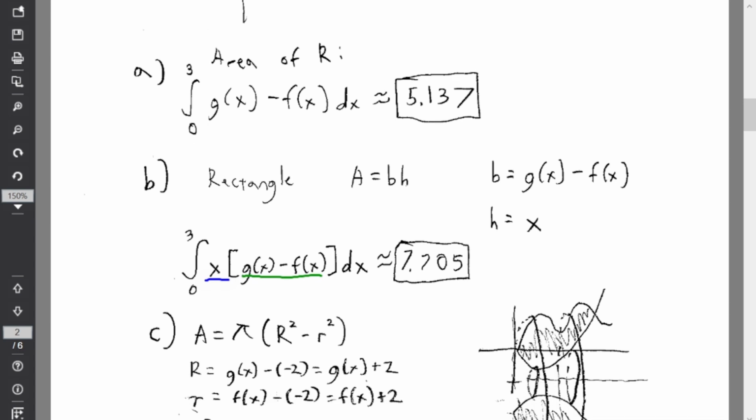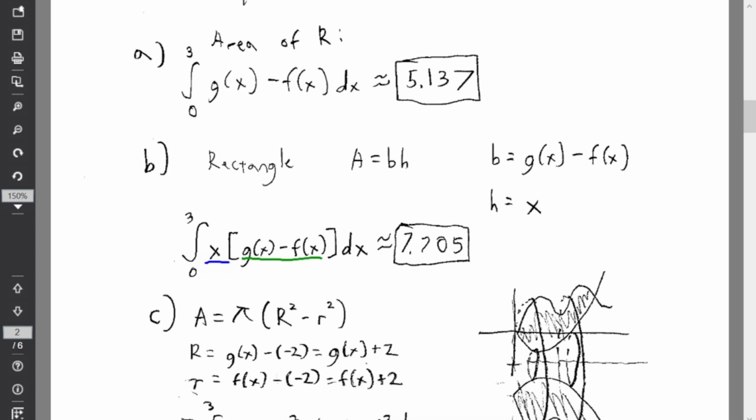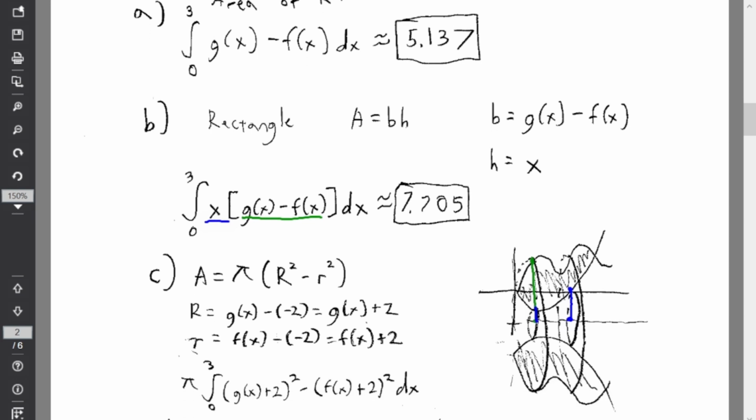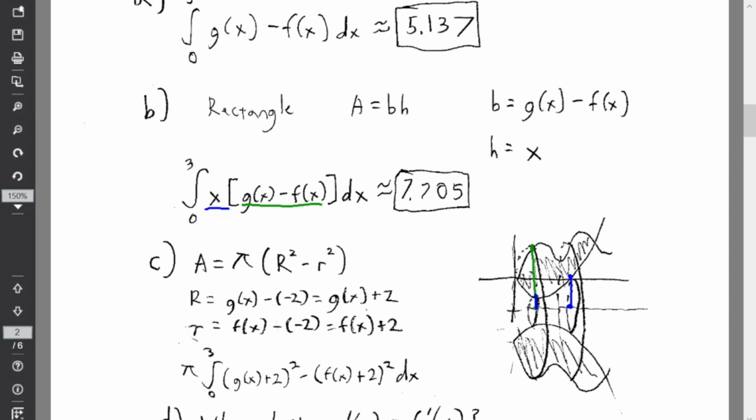And if we look at our drawing, big R goes from the edge of g of x down to that negative 2. So we're going to subtract those, g of x minus the negative 2. And then for our little r goes from f of x, our curve, down to negative 2. F of x minus negative 2, which is where the minus and negative happen. Don't forget your pi out in front, times your integral from 0 to 3 of that big R squared minus little r squared dx.